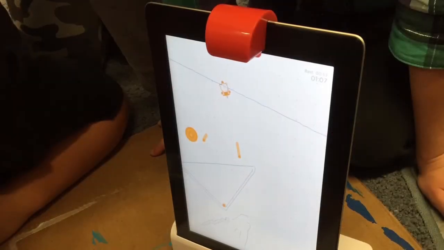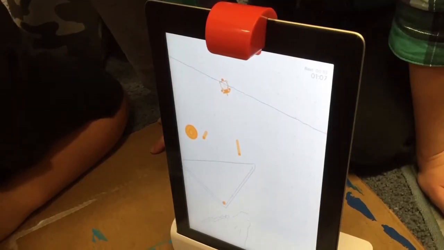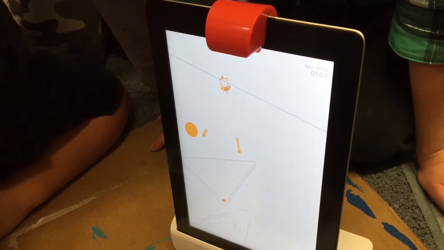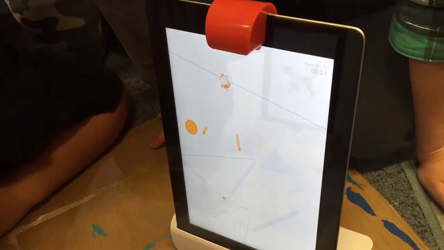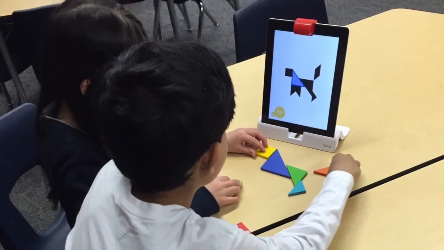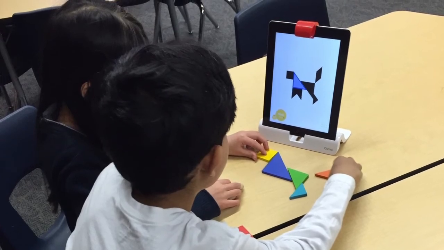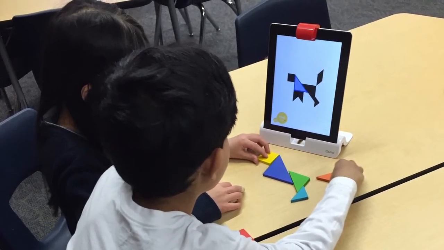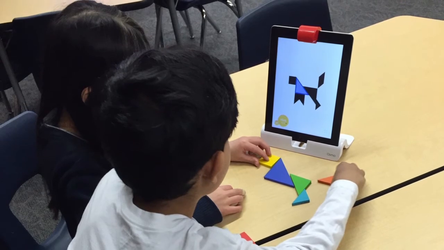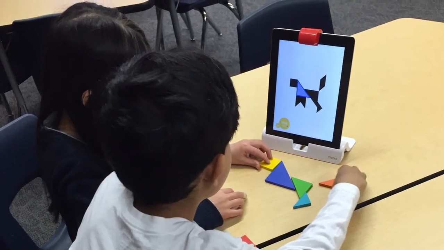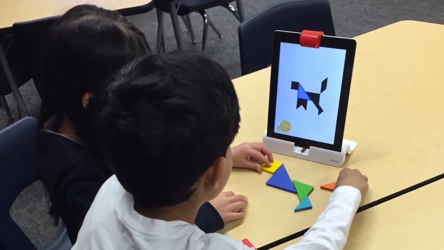The practical order, which is the use of materials and artifacts such as tools and technologies, is demonstrated with implementation of the iPad and the Osmo stand and its reflective mirror, as well as the physical materials that can be reflected onto the screen. The students solve the puzzles using these tools, and the software is smart, so each game gets progressively harder as the students improve.